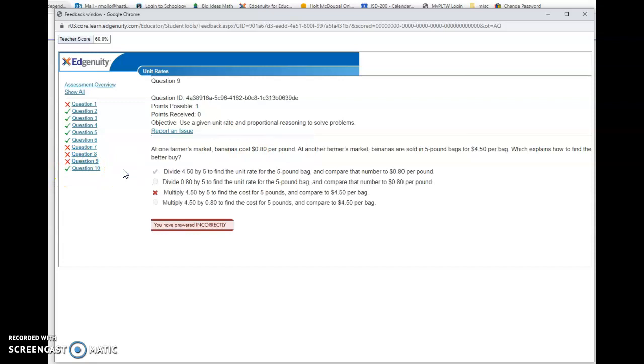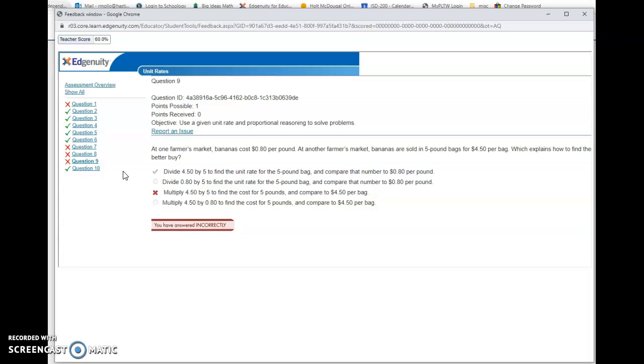At one farmer's market, bananas cost 80 cents a pound. At another farmer's market, bananas are sold in 5-pound bags for $4.50. Explain how to find which one is the better buy. So this one we're going to need a calculator for. So we know 80 cents per pound is good for us. And let's figure out how much the $4.50 bag is per pound.